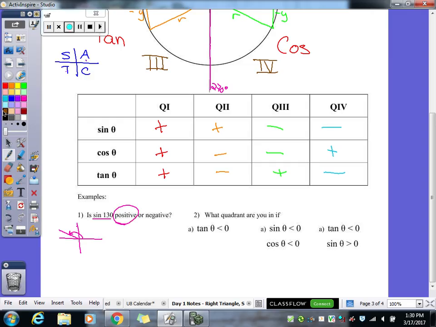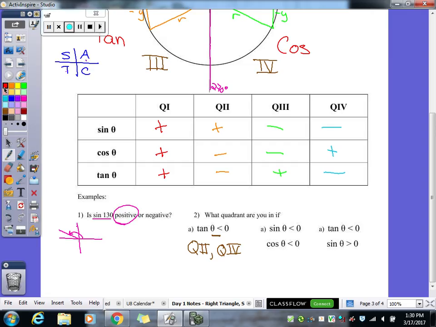All right, question 2. We're picking which quadrant we are in. Our tangent is less than 0. If we're less than 0, are we positive or negative? Less than 0, we're going to be negative. So what quadrants is tangent negative in? Quadrant 2 and quadrant 4. Yeah, because the quadrants are Roman numerals. You have to use them. You can't tell me just regular 1, 2, 3, 4.